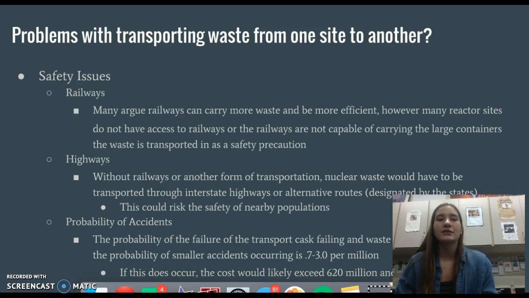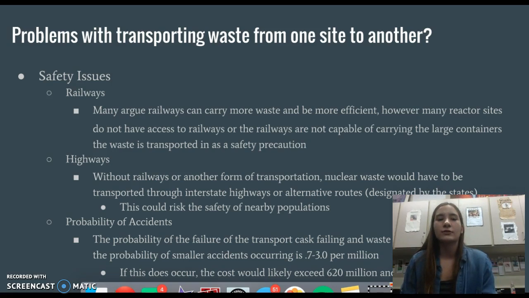There are some problems with transporting waste from one site to another. So some safety issues are railways. A lot of people are arguing that railways can carry more nuclear waste and be more efficient. However, many reactor sites don't have access to railways, and they're not capable of carrying the casks or the large containers where the waste is transported.